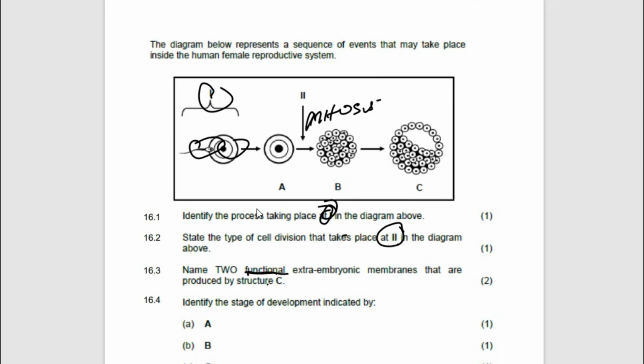We have four extra-embryonic membranes. We have the chorion, allantois, yolk sac, and then amnion. But in humans, we only have the chorion and the amnion. We don't have the yolk sac, because our egg doesn't have the yolk.